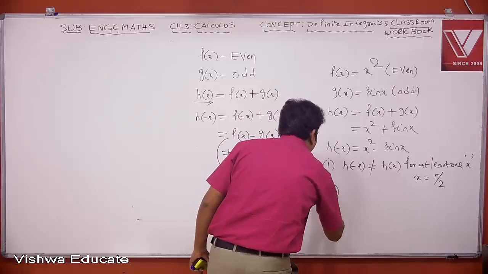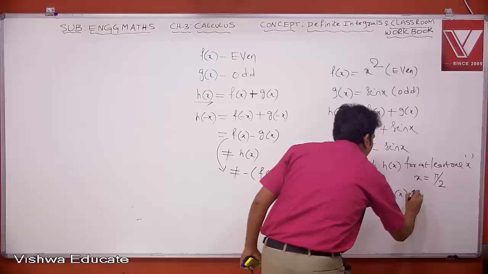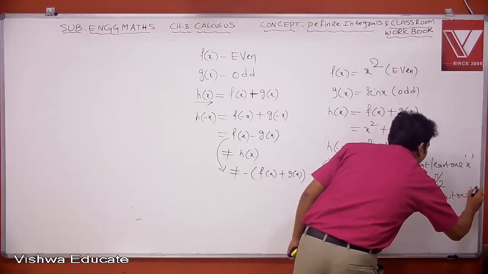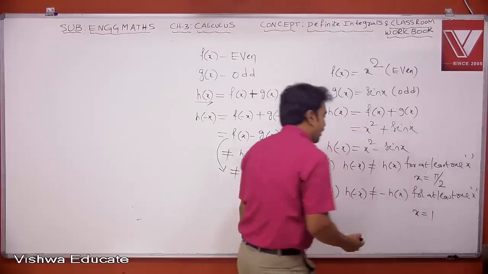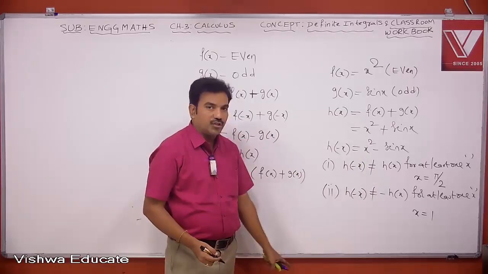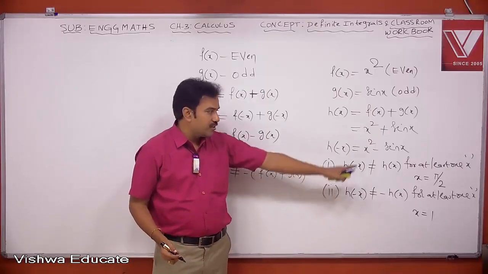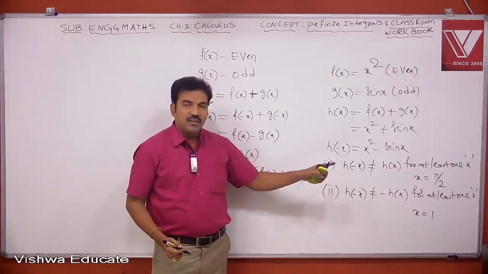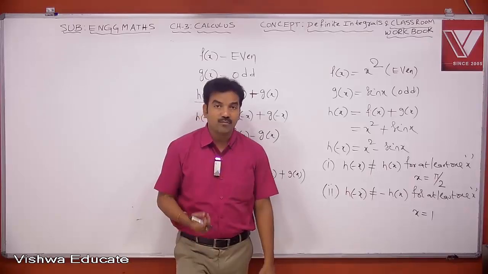And the second point is h of minus x is not equal to minus h of x for at least one x. You can take, for example, x value 1. You can easily verify. So therefore, h of minus x is not equal to h of x for at least one x, and h of minus x is not equal to minus h of x. You can cross verify these values. Therefore, the sum of even and odd functions is neither even nor odd. Note this point. Very important.